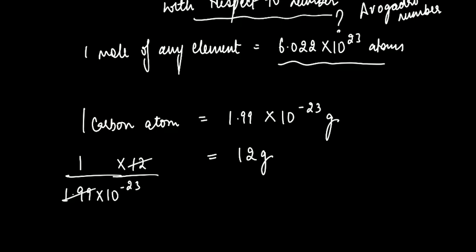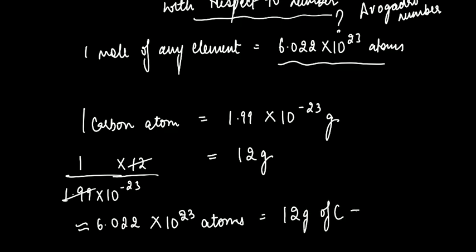So if you divide it, it will be approximately 6.022, and this 10 to the power minus 23 will go up and it will become just 23. I'm not writing plus 10 to the power 23. Atoms are present in 12 grams of carbon, and this whole thing is considered as 1 mole. So now this is about the carbon atom. So how can we prove it for all the elements in the periodic table?